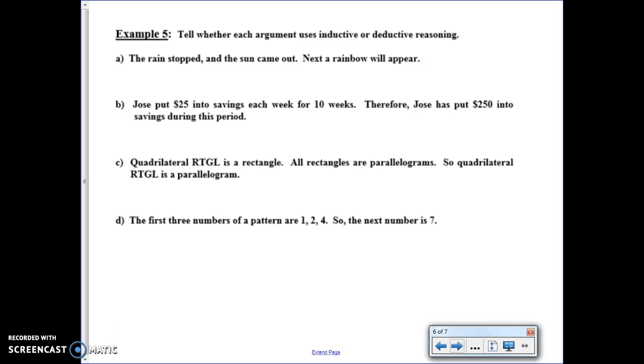Based on what we've talked about, I'd like for you to pause the video right here and try these 4 statements. You are determining whether these are inductive or deductive reasoning examples. Okay, hopefully you are back with us. The rain stopped and the sun came out. Next, a rainbow will appear. Usually that happens. There's quite often a rainbow after a storm, but not always. So we're using patterns to come up with that reasoning. So that is inductive.